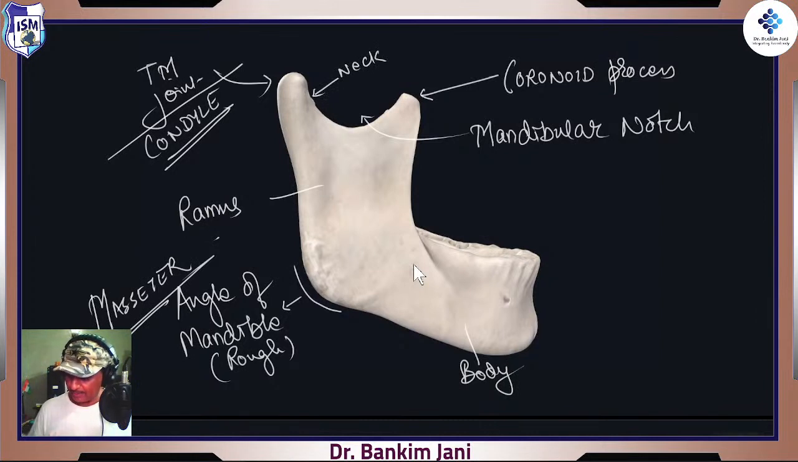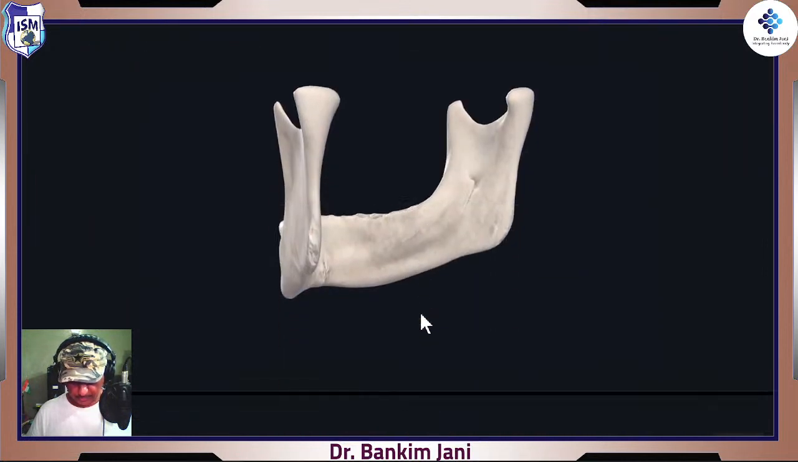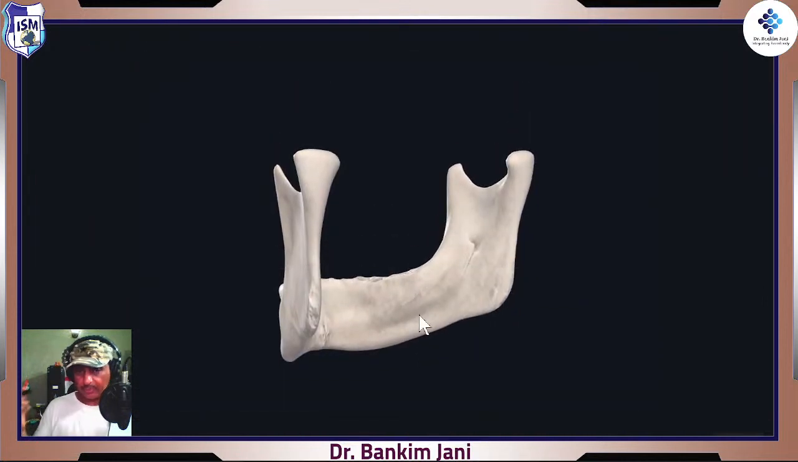But the important thing which we'll be remembering is this angle of mandible. It is rough and the masseter is connected. And this TM joint, definitely. Rest is all fine. Here it is. We are looking from inside.